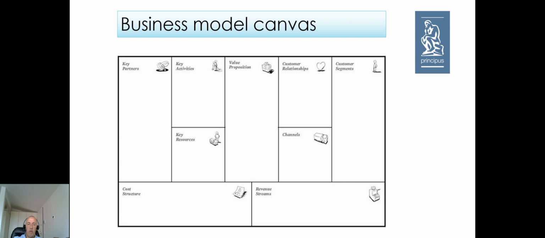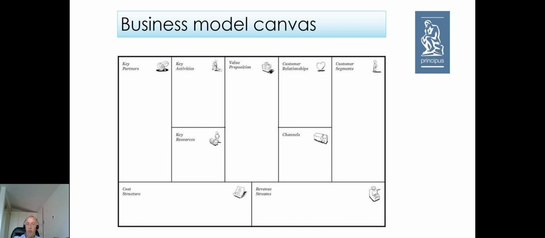Customer relationships outline what type of relationship is established and maintained with each customer segment, and they explain how customers are acquired and retained. With all this, you get revenue streams that result from a value proposition successfully offered to a customer segment. It is how an organization captures value with a price that customers are willing to pay.